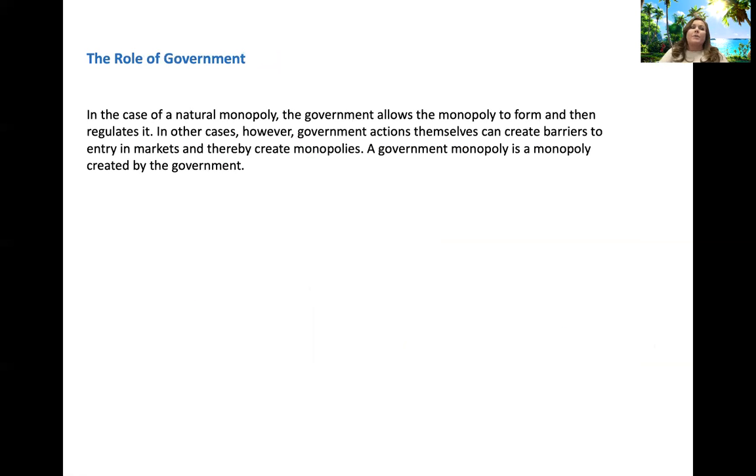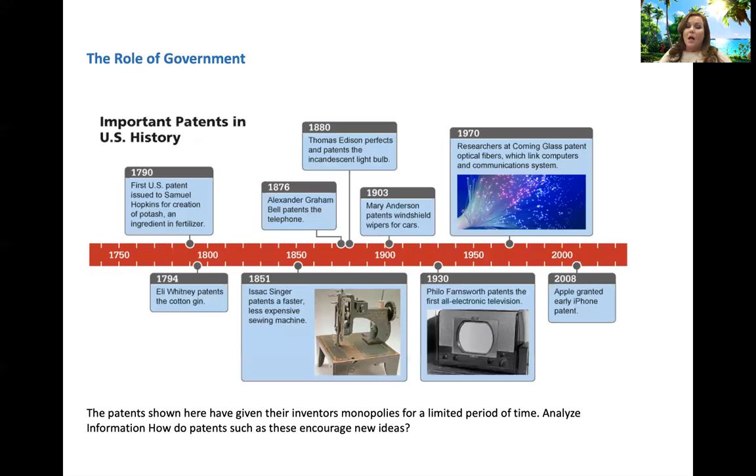Now, the government will allow natural monopolies to form and even create some government monopolies. Again, great example of government monopoly, the subway of New York. However, when monopolies occur, they are regulated by the government. Even the prescription drugs are regulated by the patent. There's technological monopolies, franchises and license that you have to have.